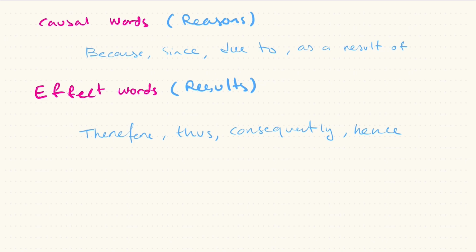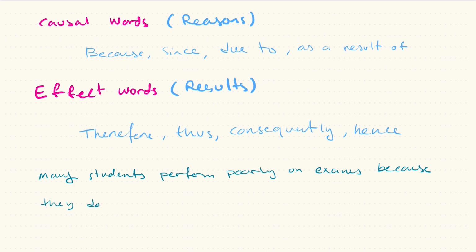So, an example of sentences that are connected with transition words is, for example: many students perform poorly on exams because they do not manage their time properly, or effectively, let's say.